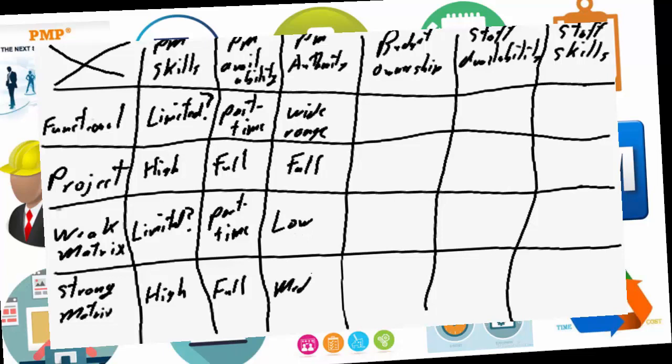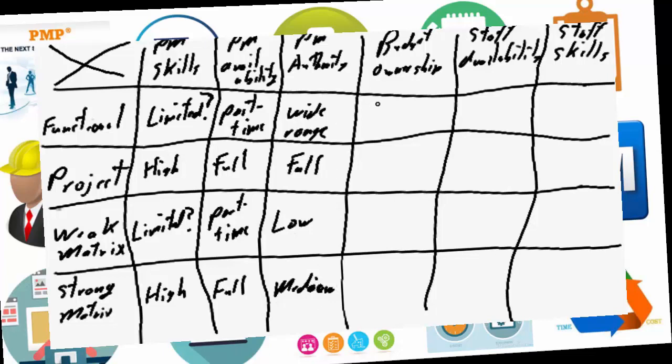In a strong matrix, I would suggest the PM authority is in the medium area. They have some direct responsibility for the team members in their business unit, but because they are also pulling in team members from other business units, they may have limited responsibilities there.